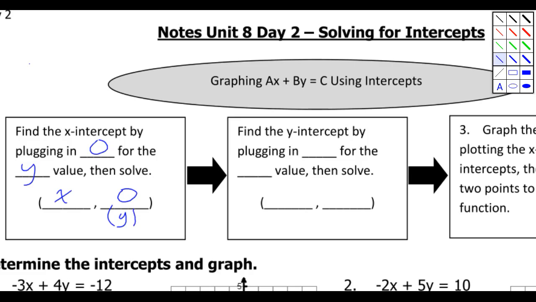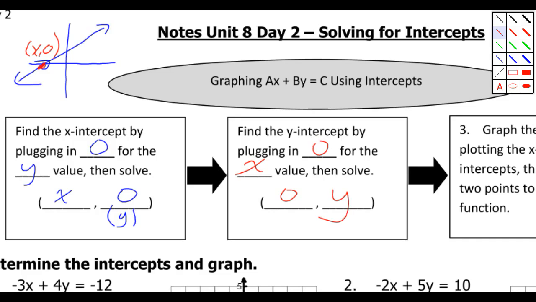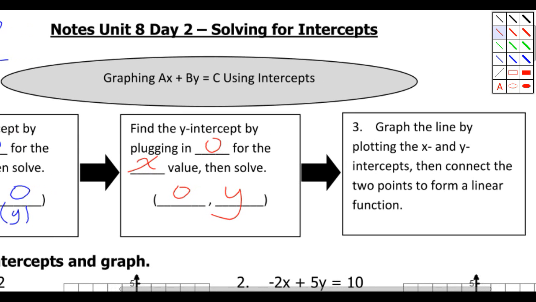Now if you recall, on our graphs, my x-intercept, we said, was always of the form x, comma, 0. And the y-intercept, likewise, we find by plugging in 0 for the x value, and then solving. So we end up with a point that looks like 0, comma, y. Now we have 2 points, and all we need to graph a line is 2 points. We plot those two and connect them to form a linear function.